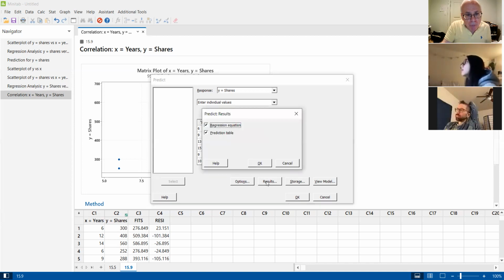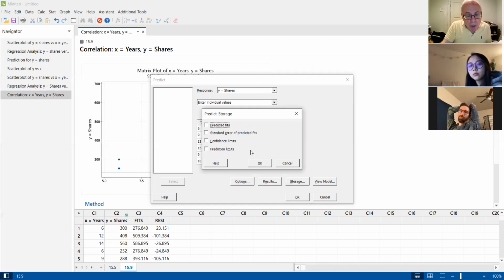Results. It says it'll produce a regression equation and a prediction table. Okay, I'll leave it at both. Now, what does that mean? It means it's going to put something up here, where it displays all the results. It'll produce the regression equation and the prediction table. So I'll say yes to that.